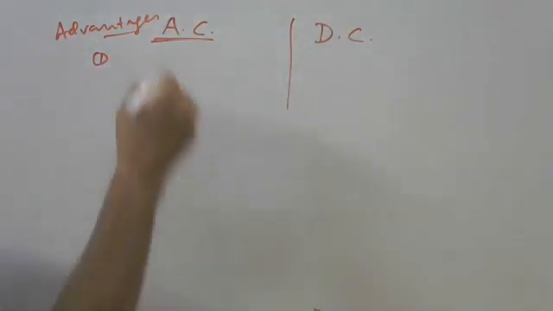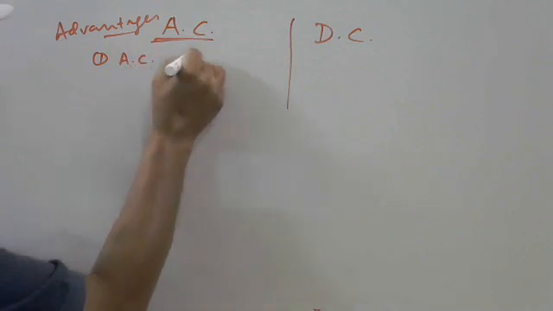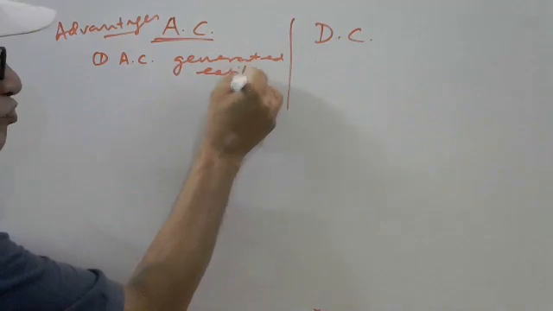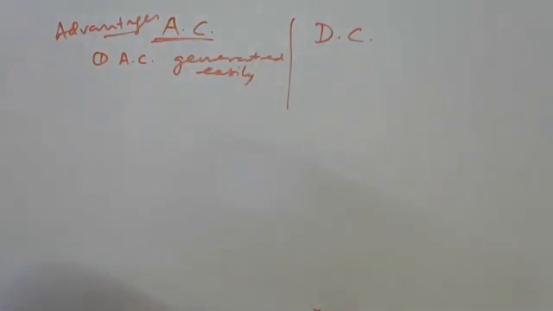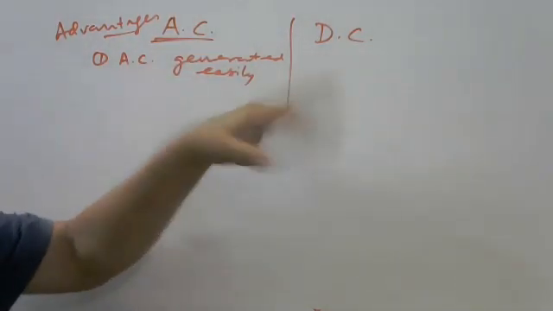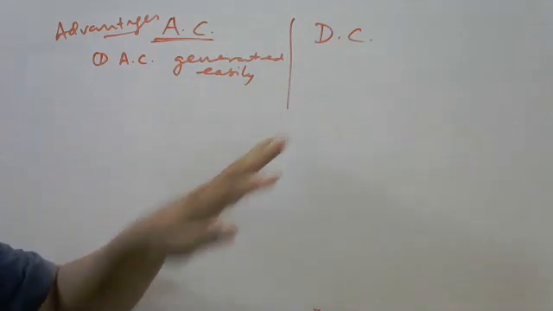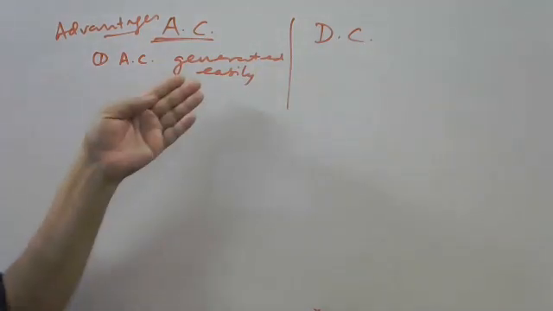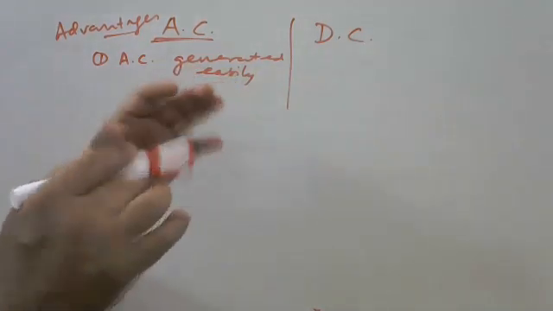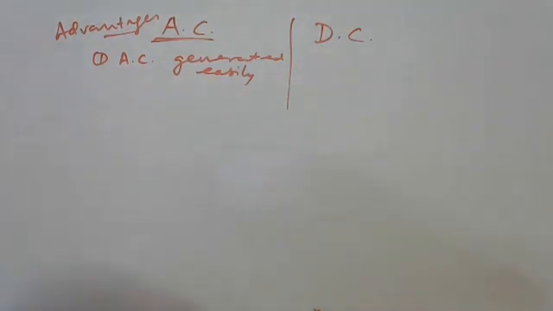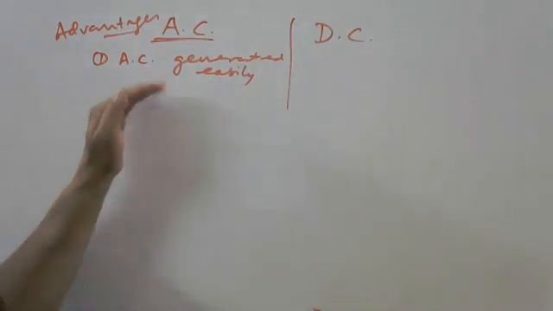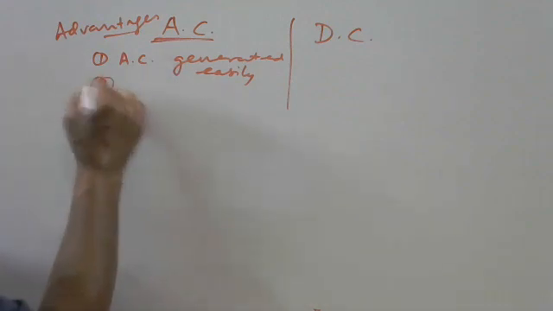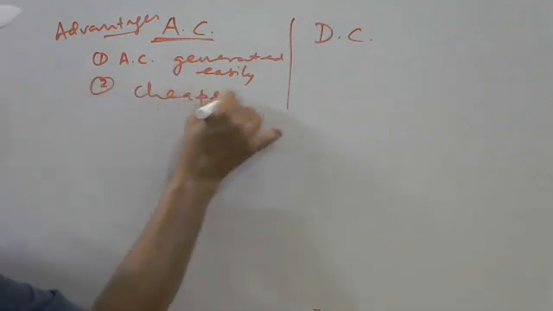We know AC can be generated easily. Because in DC, chemical reactions are going on, it will take a lot of time and it is costly also. We can generate AC in a magnetic field, where the armature is rotated with very large speed, and AC can be generated very easily. It is also very cheap in comparison to DC.